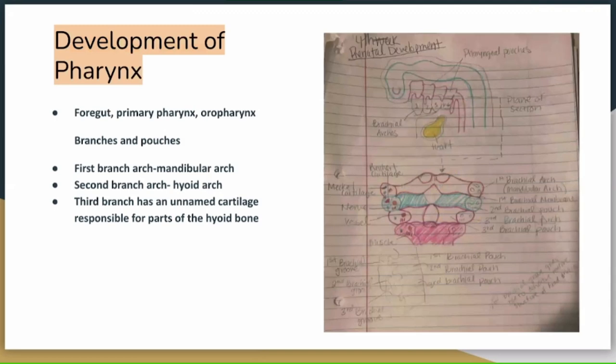We have the development of the pharynx, which includes the foregut, the primary pharynx, and the oropharynx, and it has branches and pouches. The first branch forms the mandibular arch, the second branch forms the hyoid arch, and the third branch has the cartilage responsible for parts of the hyoid bone.